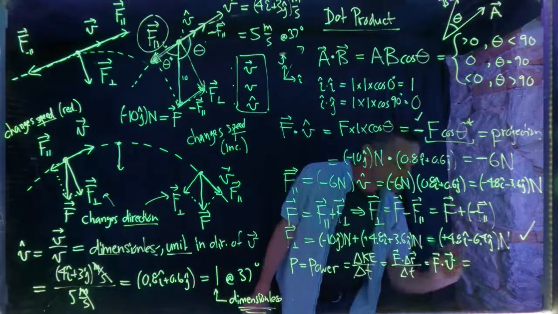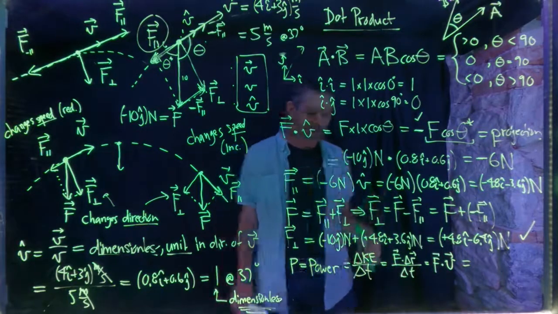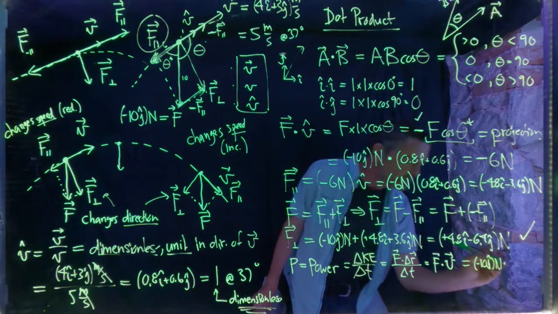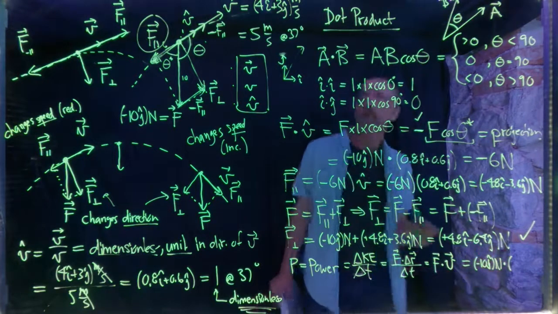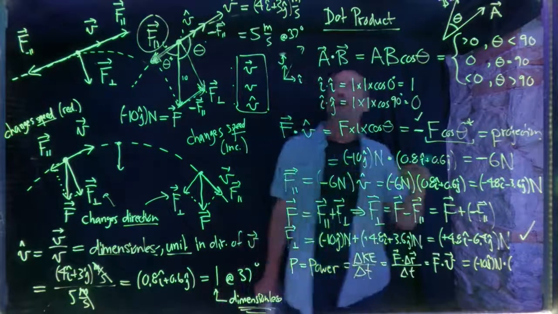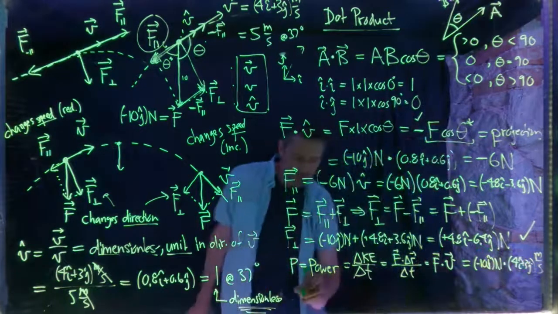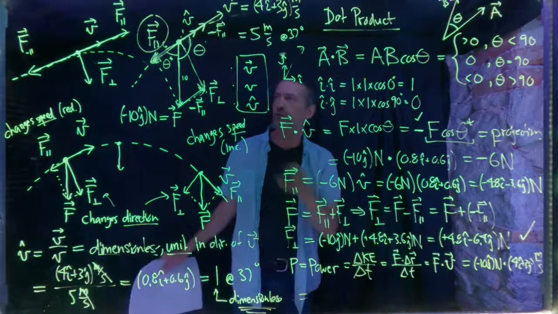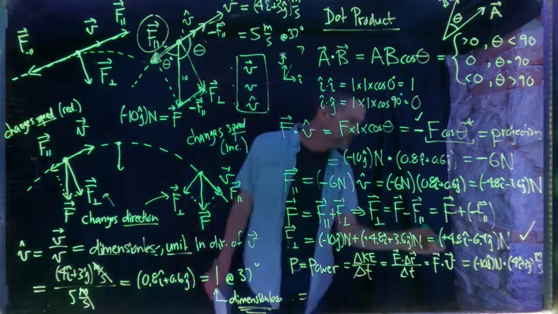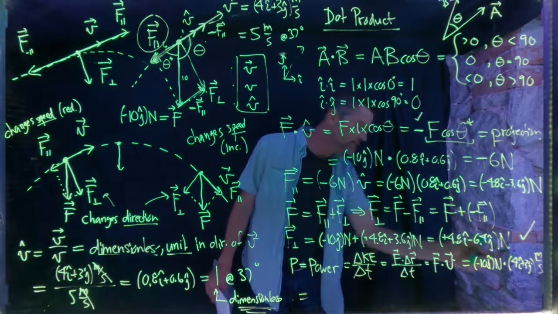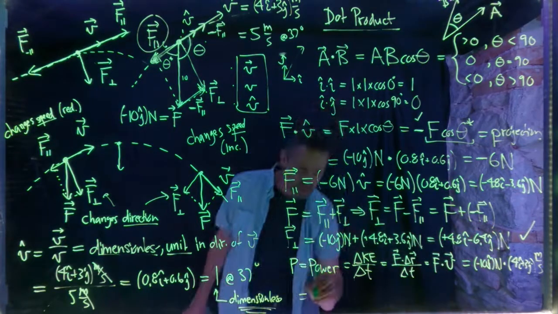So let's just work this out. What is the force? The force is negative 10 j hat newtons, vector dot product with the velocity vector. The velocity vector is 4 i hat plus 3 j hat meters per second. And so the power, P, the rate at which energy is being transferred to this object, is going to be: j hat dot i hat is 0, j hat dot j hat is 1, so you have 3 times negative 10, which is negative 30.